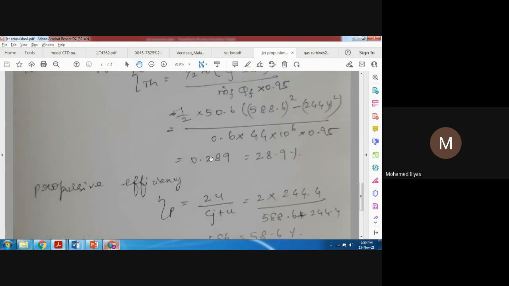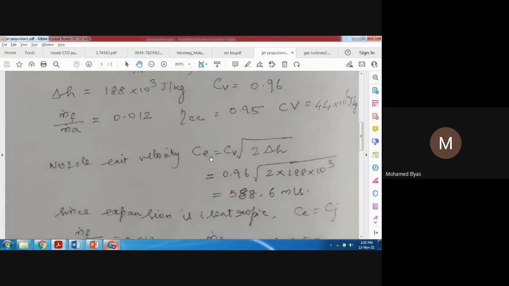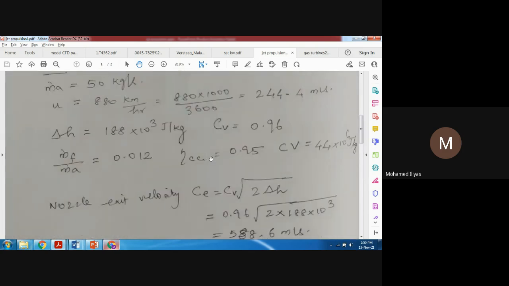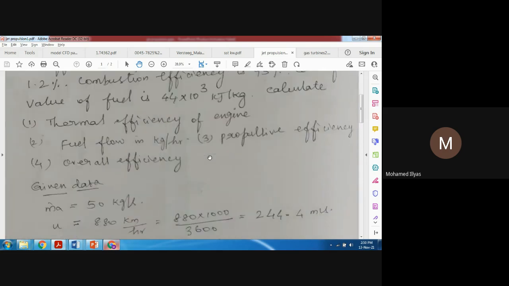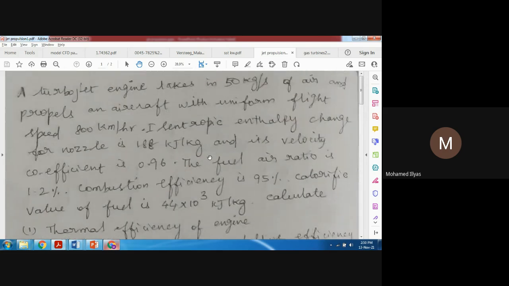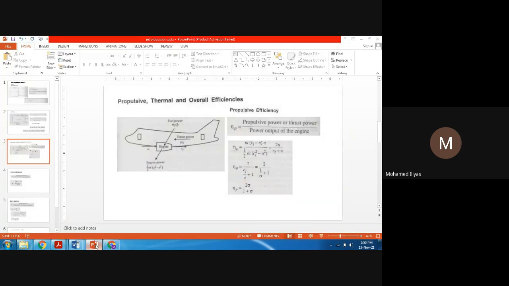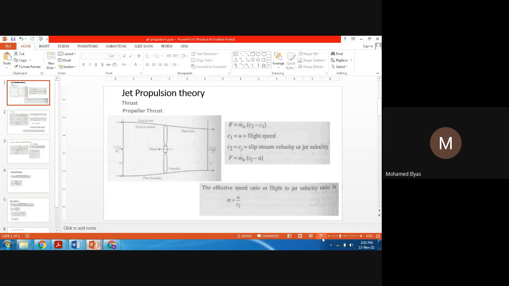So I hope, my dear friends, you understood this problem. It's a very basic problem to understand when we try to understand the performance of jet engines. We have some more problems; we are going to solve problems like this. Okay, I think we can close this for today's class. Now I'll just show you this so you can take a screenshot. You can take it, please.